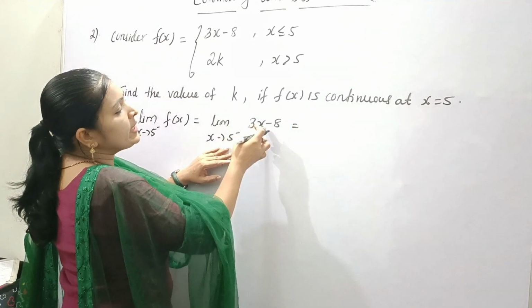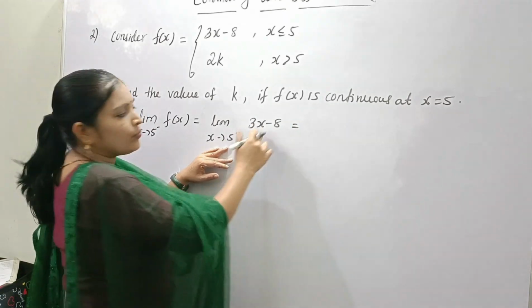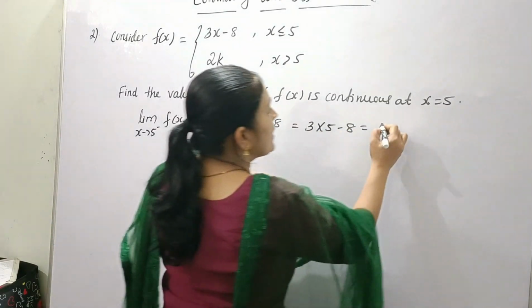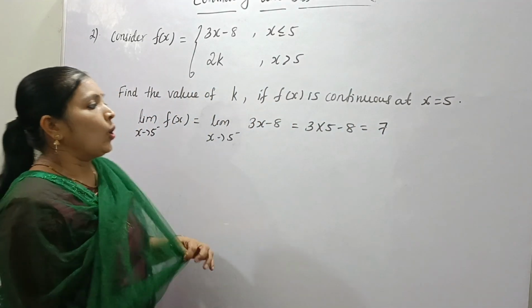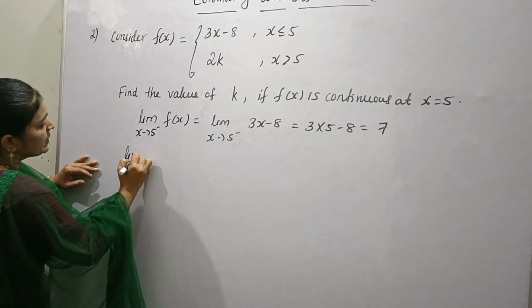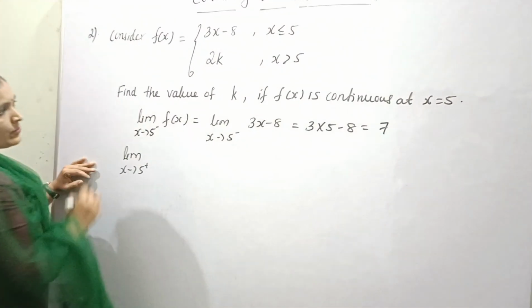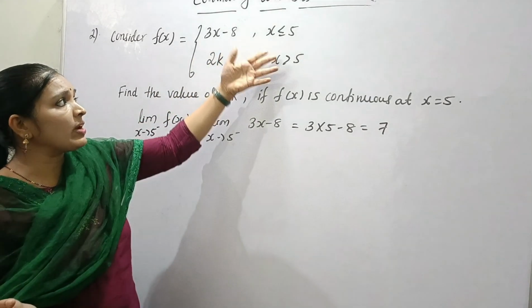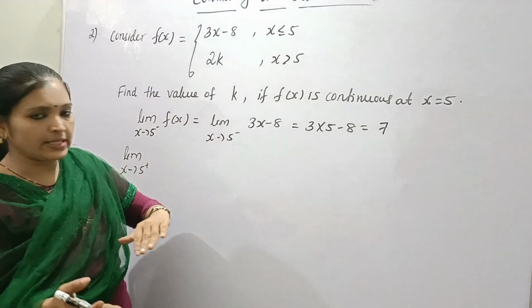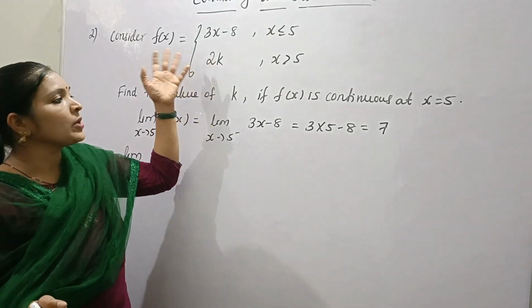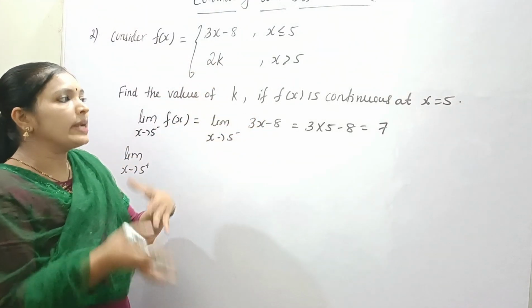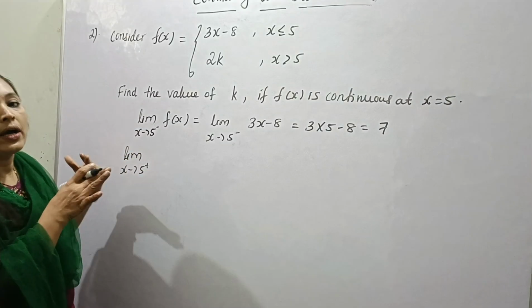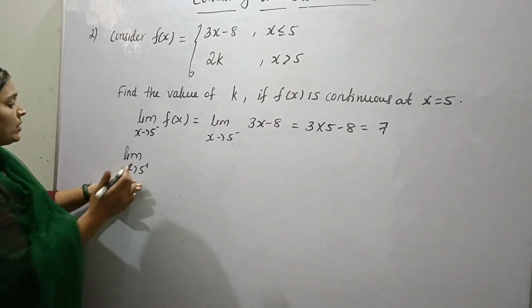That is equal to, now just substitute x is equal to 5. What you will get? 3 into 5 minus 8, that is 15 minus 8 is 7. Okay, next, limit x tends to 5 plus. Why the left hand limit and right hand limit? See here the function is given as x when x is less than or equal to 5, and for x greater than or equal to 5, another function, right? So here it is given as a continuous function at x is equal to 5. So it is better to find the left hand limit and right hand limit.